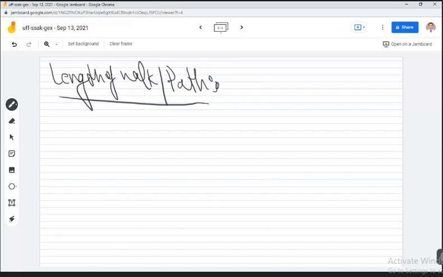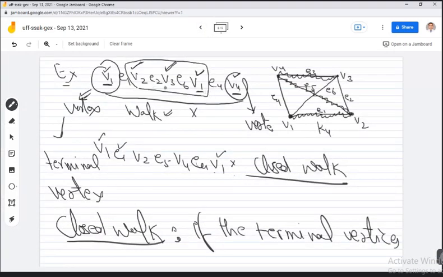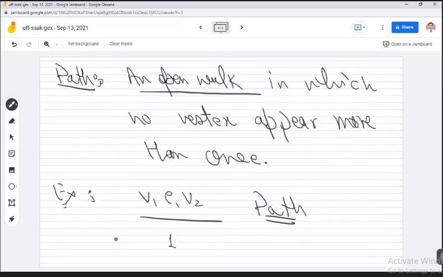The length of a walk and path is the number of edges. The number of edges in a walk and path is called the length of the walk. For example, what is the length of this walk? 1, 2, 3, 4. The length of this walk is 4. Is it clear? So these are some more basic terms here.